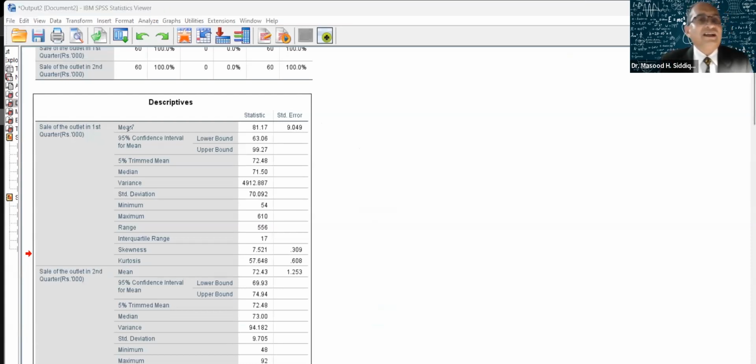Okay. So now we are considering whether our data is containing outliers or not. If you check the sales of the data for the first quarter, here the mean is 81,000, right? But when we consider the median, it is 71.50, as well as the 5% trimmed mean, which is 72.48. So when you look at these values, you find that there is a big difference between the mean and the 5% trimmed mean, and the mean and the median, right? There's a big gap, right? So here the gap is large.